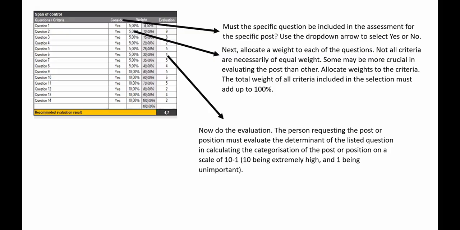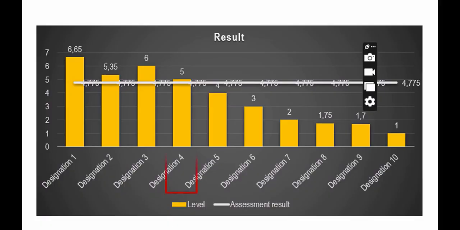Now do the evaluation. The person requesting the post or position must evaluate the determinant of the listed questions in calculating the categorization of the post or position on a scale of 10 to 1, 10 being extremely high and 1 being unimportant. In my purely hypothetical example applied during the compilation of these guidelines, the template generates a post-evaluation result of 4.77. If we compare this with the identified post designation levels, it seems that the most appropriate designation or level on the hierarchy to allocate to this post will be level 5.